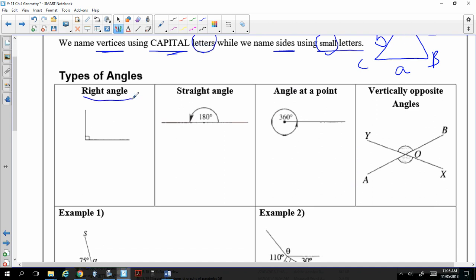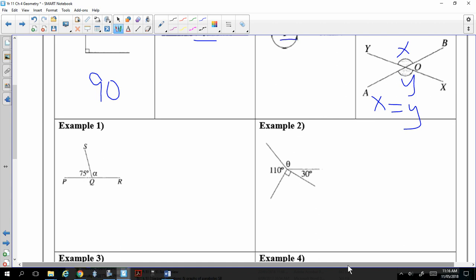Right angles add up to 90, a straight angle 180, a full turn 360. Vertically opposite angles are equal. Okay, example 1. To find alpha, you're going to do 180 minus 75, right?